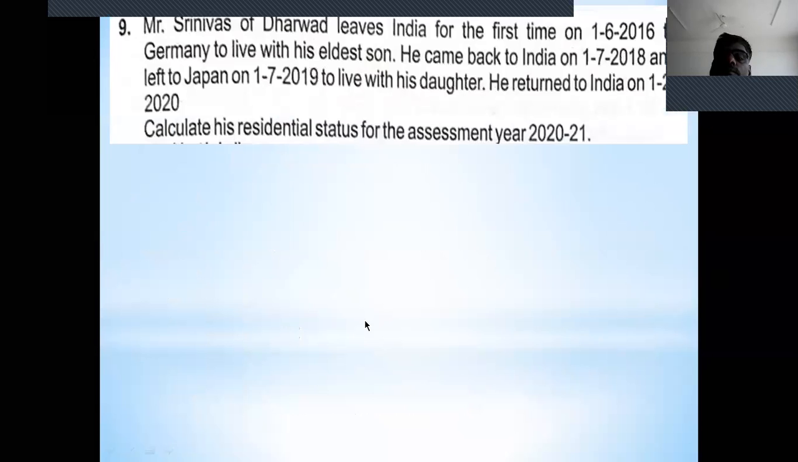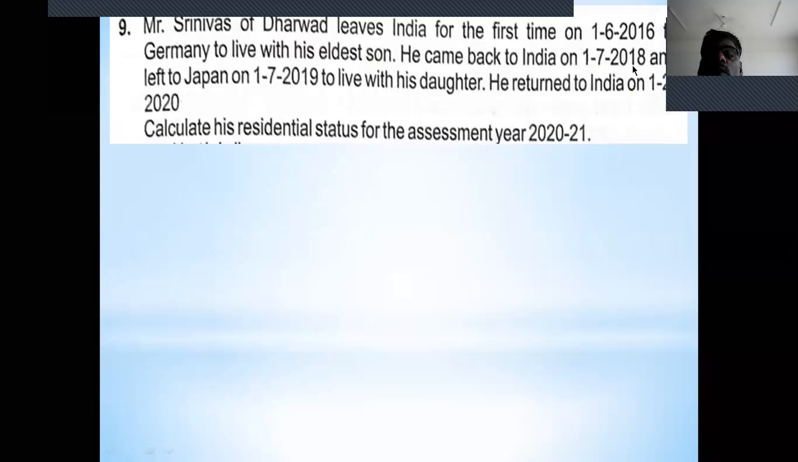Example number 9. Mr. Srinivas of Dharwad lives in India. He left India for the first time on 1/6/2016, and before that he is in India. He went to Germany to live with his eldest son. Came back to India on 1/7/2018.